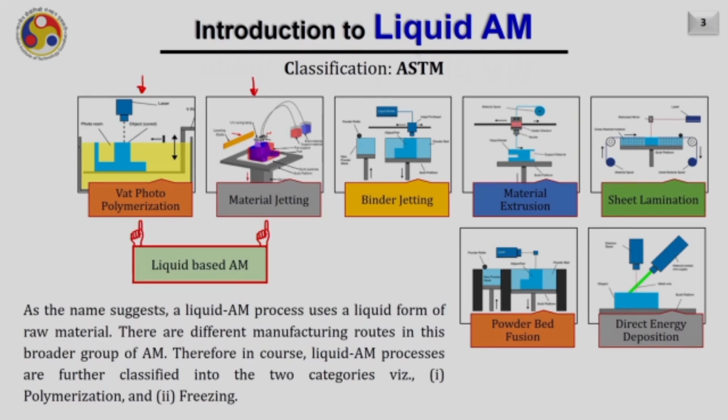As the name suggests, a liquid based additive manufacturing process uses a liquid form of raw material. There are different manufacturing routes in this broader classification of additive manufacturing. Therefore, in this course, liquid additive manufacturing processes are further classified into 2 categories. First, photopolymerization and second, rapid freezing.